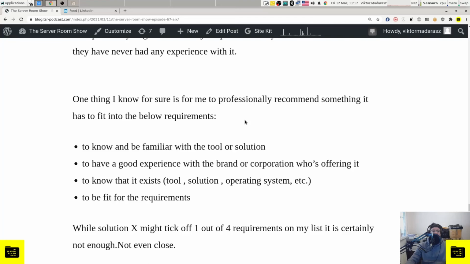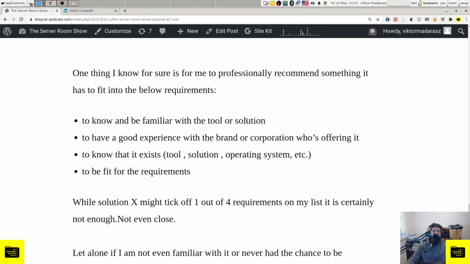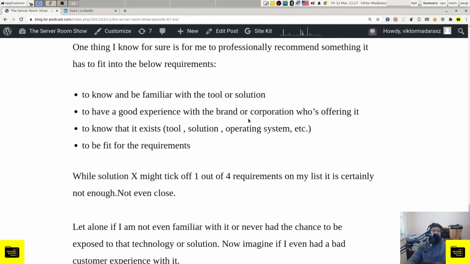One thing I know for sure is that for me to professionally be able to recommend something, it has to fit the below requirements. I need to know and be familiar with the tool or solution up to some degree. I'm not saying I have to be an expert, but I need to know what it is, what it does, perhaps how it does it, and even better if I had some exposure to it myself. I can feel better offering something I know and am familiar with myself, or what I would spend my money on.